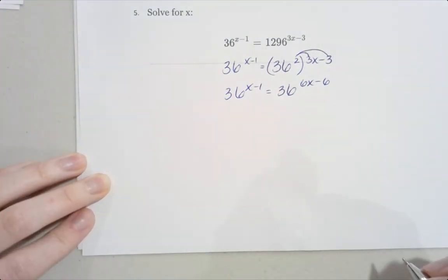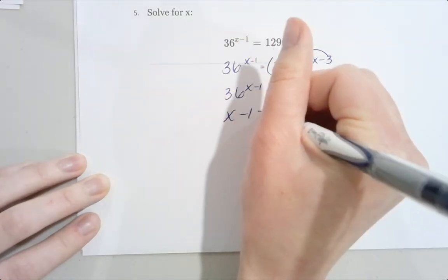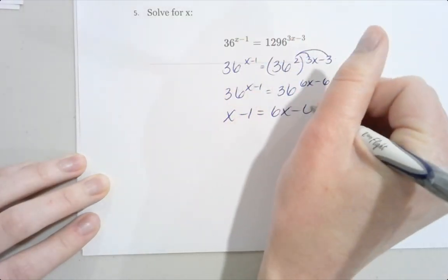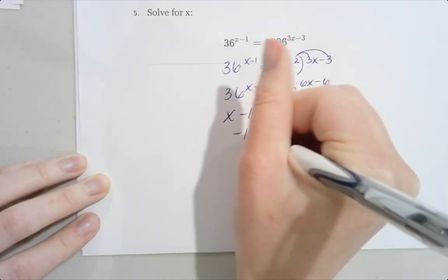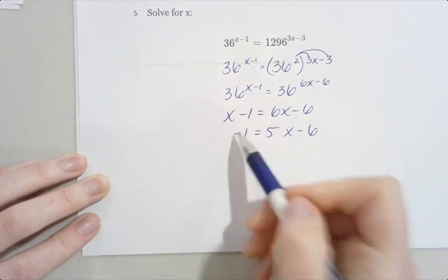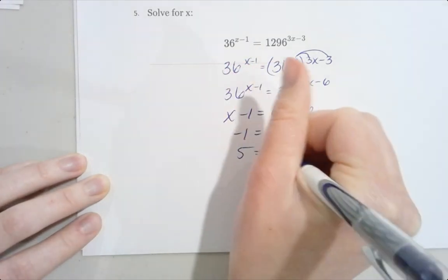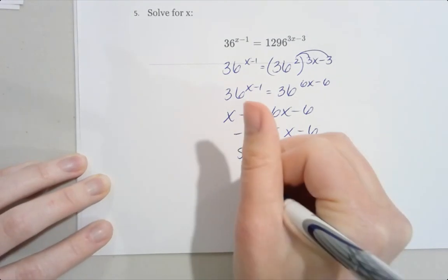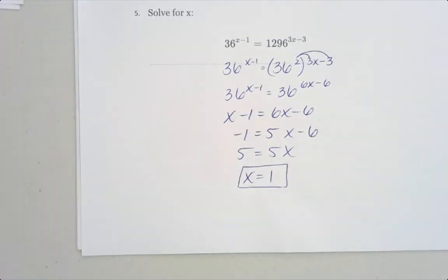And then now that my bases are equal and my exponents have been cleaned up, I'm going to set my exponents equal to each other. And I'm going to go ahead and solve. I'm going to subtract over my x and get negative 1 is equal to 5x minus 6. I'm going to add over my 6, and I'm going to get 5 is equal to 5x. I'm going to divide both sides by 5 and get x is equal to 1. Okay. And again, plugging that in, everything should be the same. Since this one's quick, let's take a look at it.